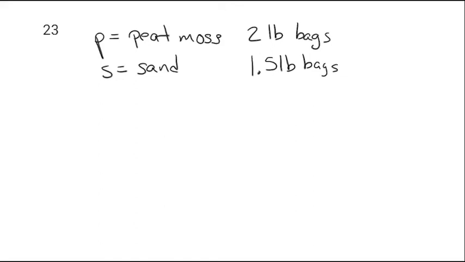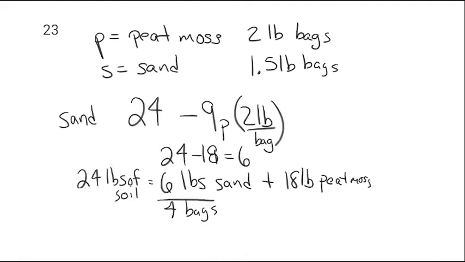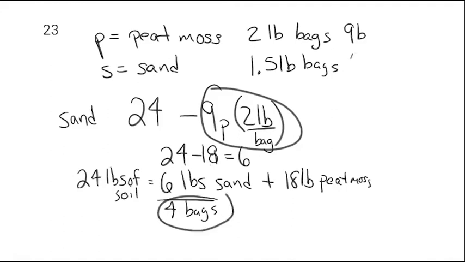So part B says, write an equation in standard form that models the possible combination of bags of peat moss and coarse sand that I can use. So this is my relationship. Let's go back a slide. I used 9 bags. So the key things I hear, I have 9 bags and 4 bags. So let me put in 9 bags and 4 bags.